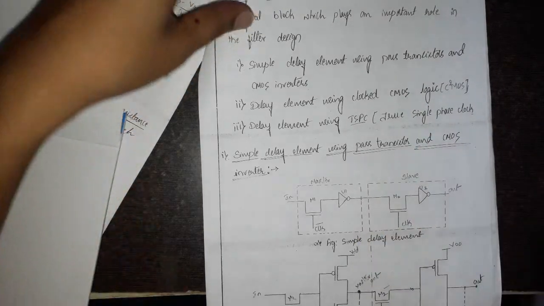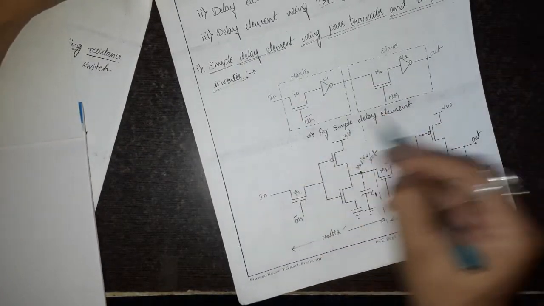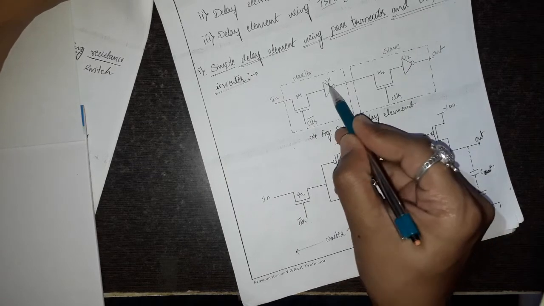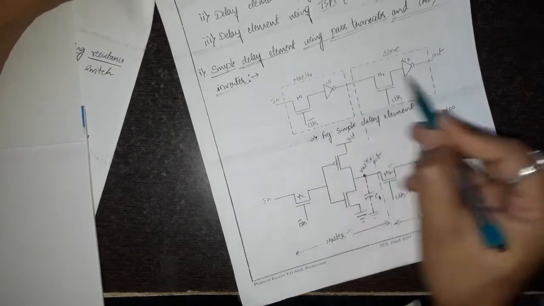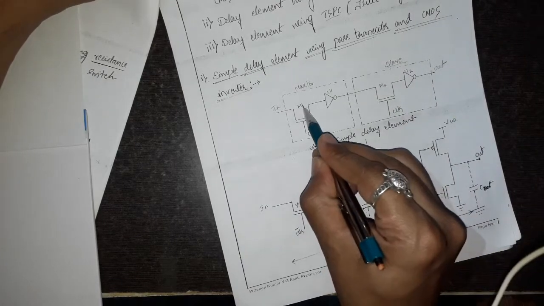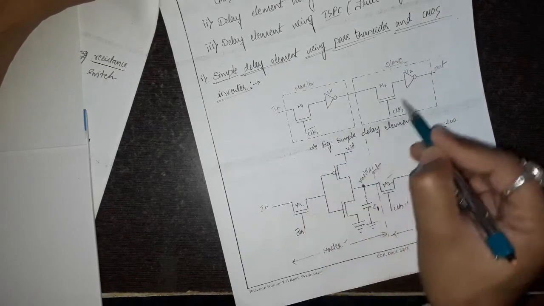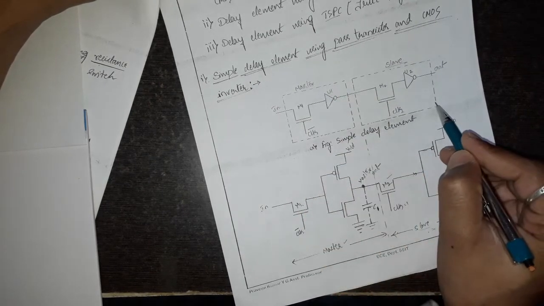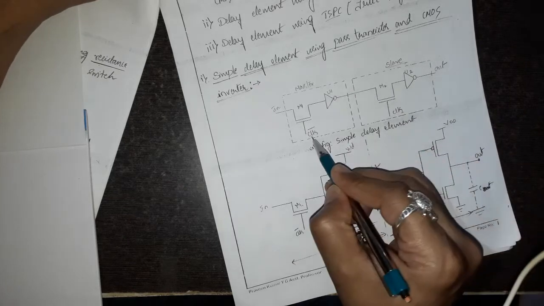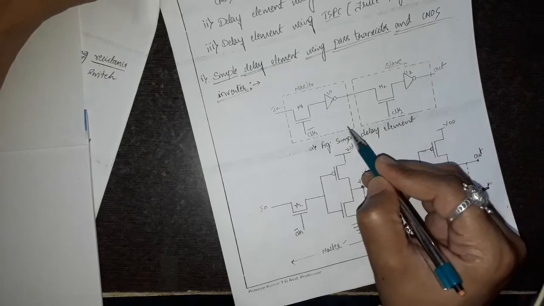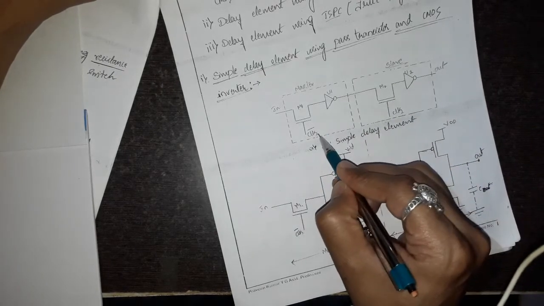Coming to the simple delay element by using a pass transistor and CMOS inverter. This circuit represents a delay element by using a pass transistor and a CMOS inverter, where the pair M1 and U1 forms the master stage and M2 and U2 forms the slave stage. It could be observed that M1 is controlled by clock complement and M2 is controlled by clock, and thus this delay element uses non-overlapping clock signals, clock and clock bar, where M2 is controlled by clock and M1 is controlled by clock bar.